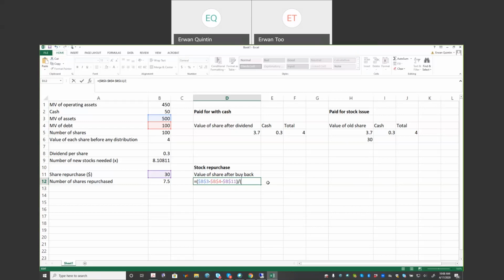And I'm going to divide that by the number of shares remaining. How many shares are remaining? There were 100 before, F4, and I am buying back 7.5. So this is what is left. And if I push enter, I get exactly the magic number of $4.